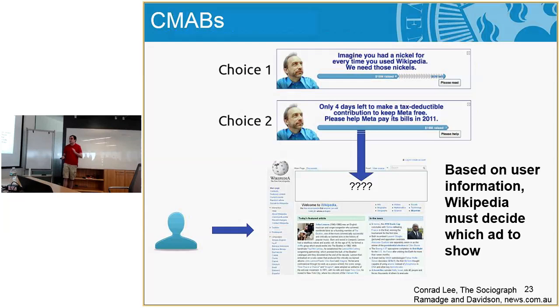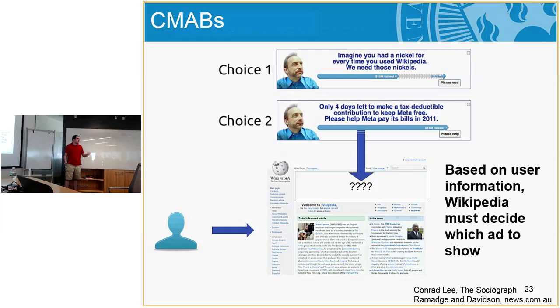So one of the earliest examples of reinforcement learning is something called a contextual multi-armed bandit, or CMAB, and it emerged from the world of online advertising. The basic idea is you've got some user, you, and you visit Wikipedia. And Wikipedia has to decide, all right, we need to get people to give us some money so we can pay our server costs. So we need to choose, are we going to show them ad 1 or are we going to show them ad 2?